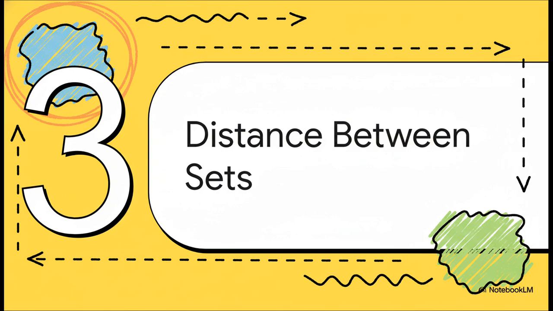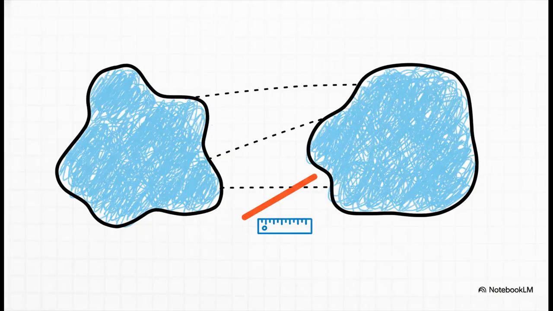Okay, tool number 1, diameter, is in our toolkit. That's for measuring the inside of a set. So now for tool number 2, what about the empty space, the gap between two totally separate sets? How do we measure that? This is the second big measurement we need to nail down. We're not looking inside the sets anymore. Now we're looking at the space that keeps them apart. And the question is really simple. What's the absolute shortest bridge you could possibly build to get from one set to the other?